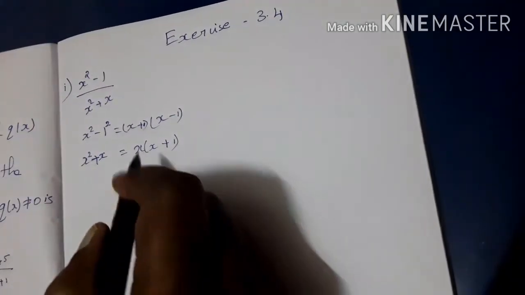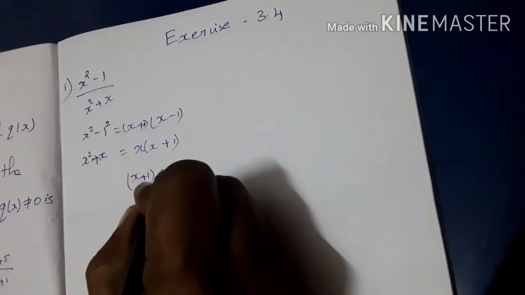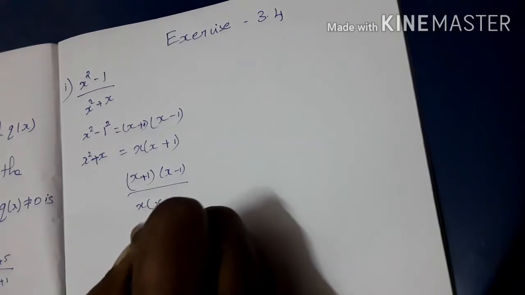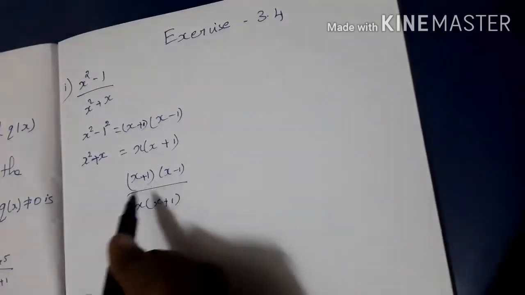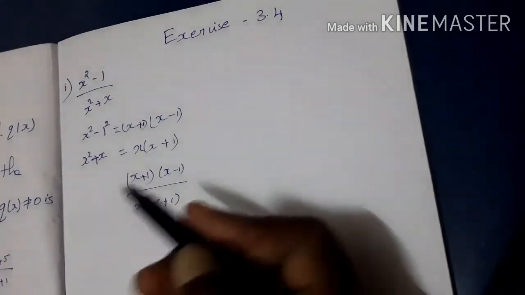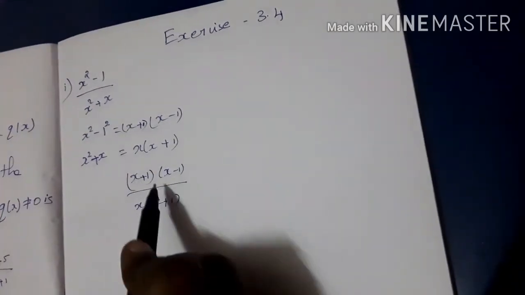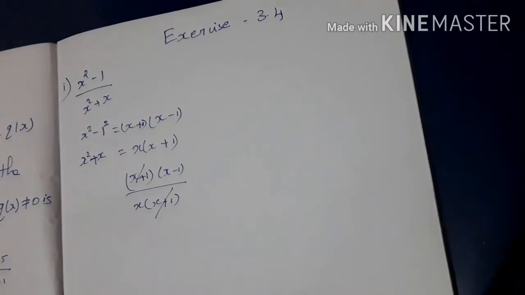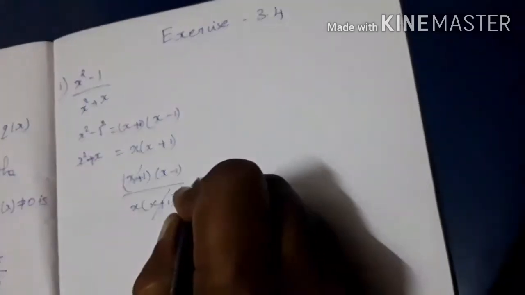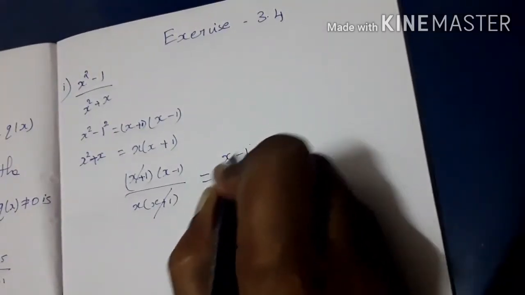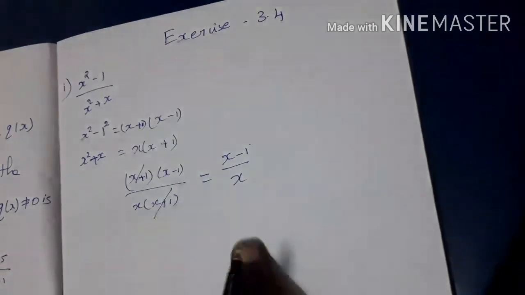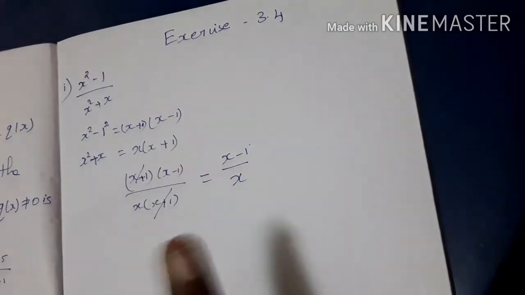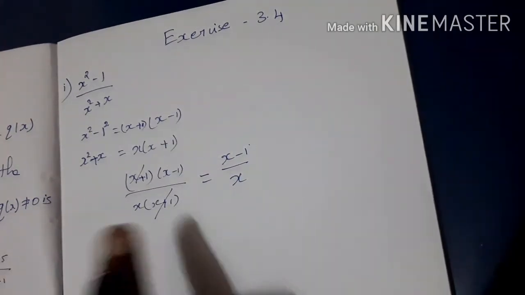So we write (x plus 1)(x minus 1) divided by x(x plus 1). Now we can cancel. Here we have x plus 1 and here x plus 1, so we cancel. What is our answer? In the numerator we have only x minus 1, and in the denominator we have x. So we bring it to its lowest term. That's all. First step, factorize. Second step, cancel any common factor.